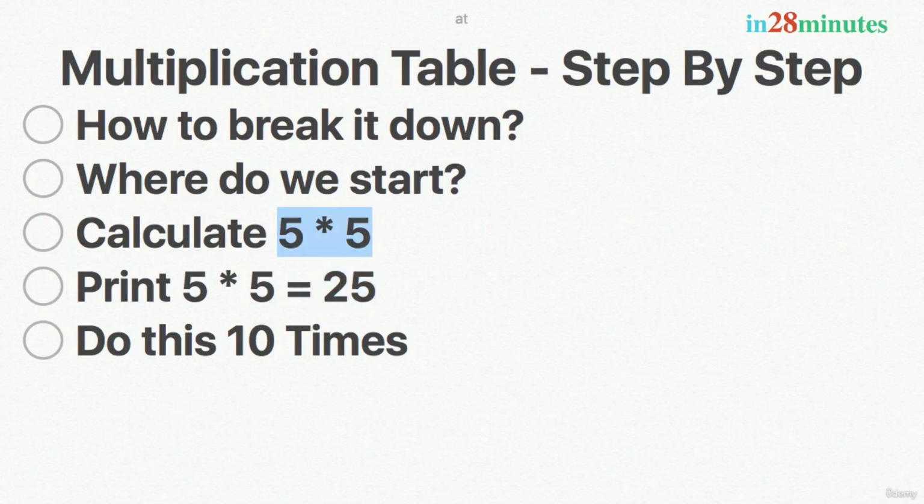So we would want to first calculate, then print, and what we want to do is not just print 5 into 5 is equal to 25, right? So we would want to print from 5 into 1 to 5 into 10. And to be able to do that, we would want to do something similar to this 10 times.